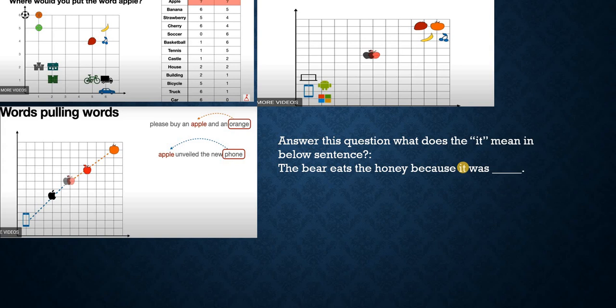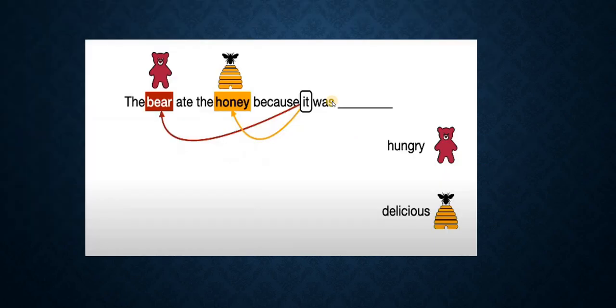It can be anything. Okay, so this is somehow relatable. Suppose I replace the blank here with "hungry": the bear ate the honey because it was hungry. Now this "it" is relatable to the bear. And if I fill the blank with "delicious", now it is referring to the honey. And if I write "hungry", it is referring to the bear. So this is how we need to understand the context.